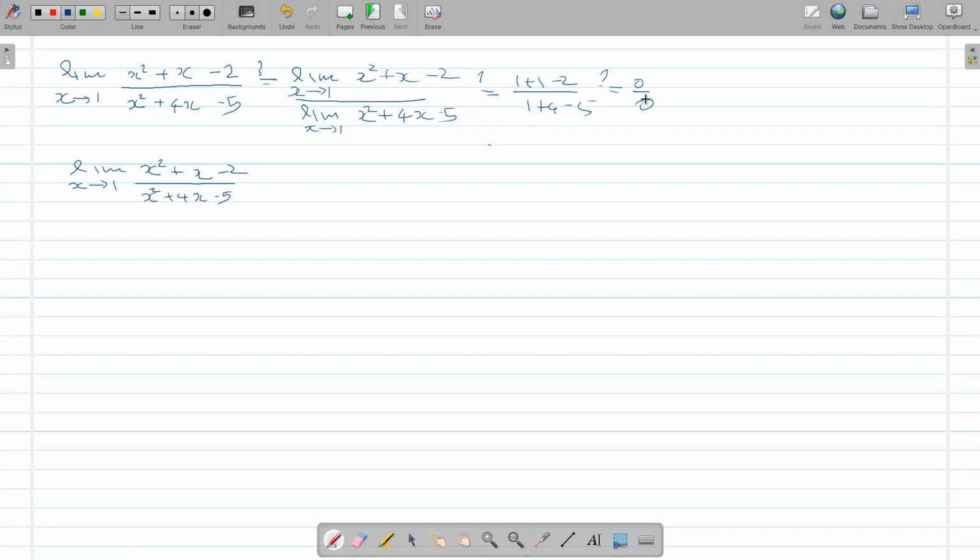Here I checked actually whether I can take that part. It doesn't work, okay? Now I try factoring.